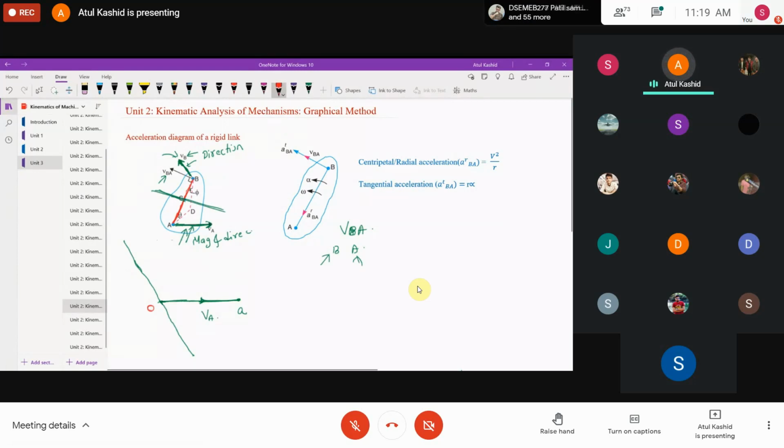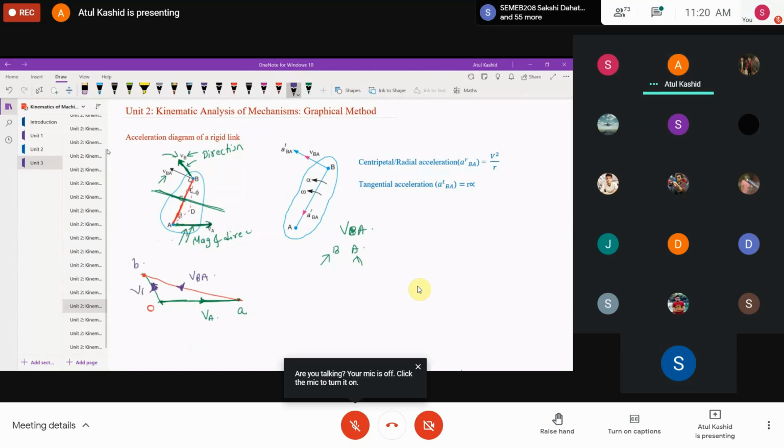So I will go parallel to this line, and I will start from A. So this will be like this, and we'll get a point over here. The intersecting point is on this side. Whatever unnecessary things are there, I'm going to erase. So what I got now is point B. If I draw the arrow like this, this is my velocity of B with respect to A, and this is my velocity of B. So this is my velocity diagram.